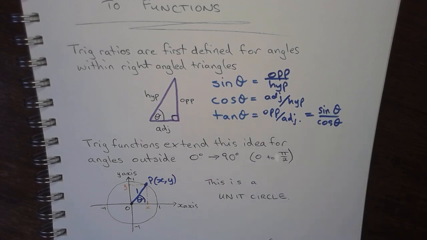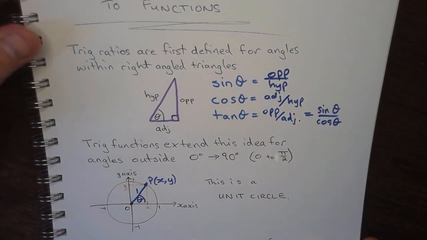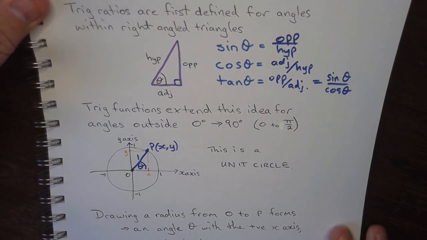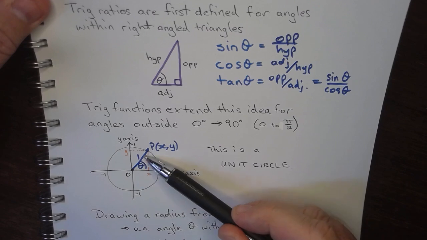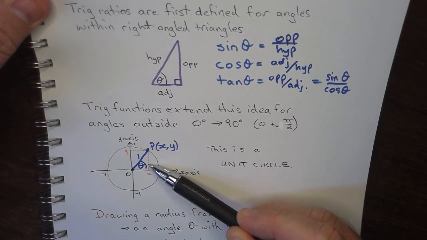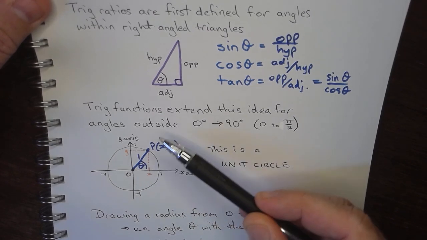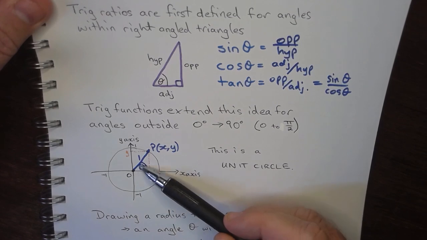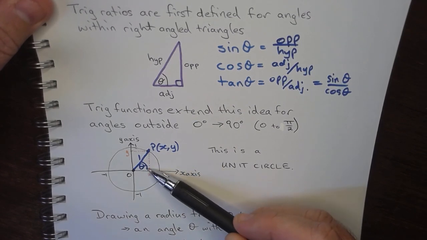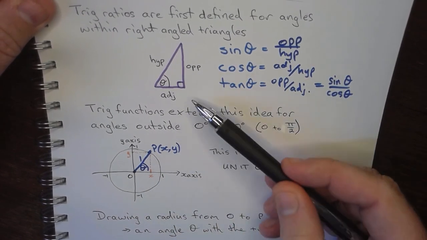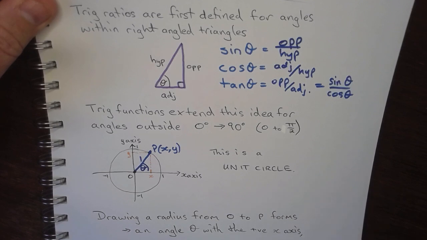Now, the first step in that is to link it with the right angle triangle definition. And so we'll do that by what we've got here, a radius going from point O to point P. And that's going to form a right angled triangle, that one there. And again, you can see my angle theta just like I had up here. So we're going to have a very similar situation first of all. We're just going to link the two visual ideas, the unit circle and the right triangle.